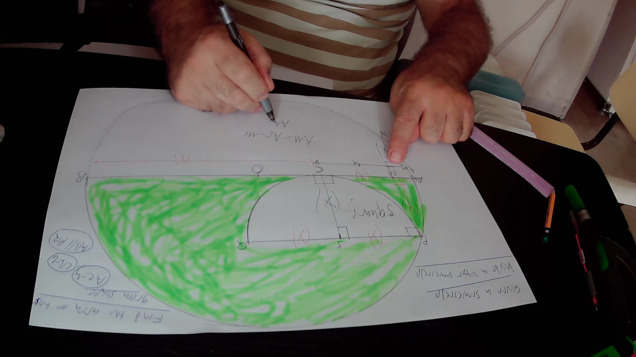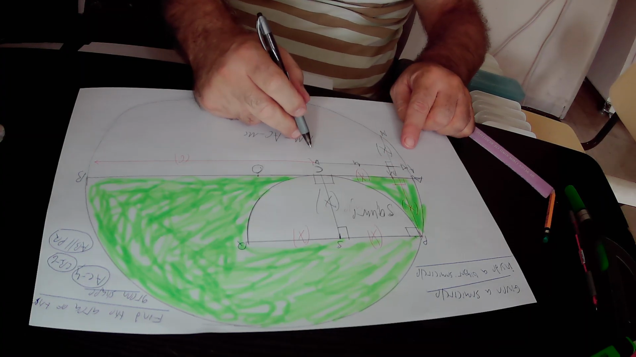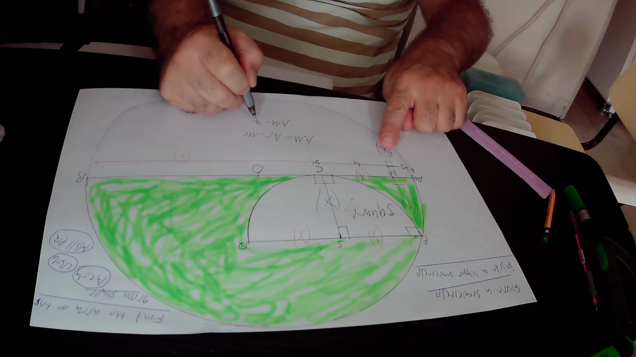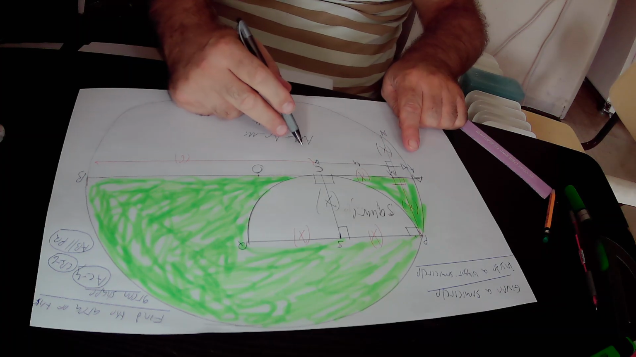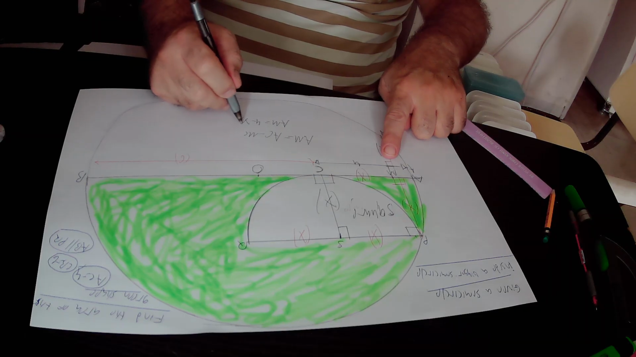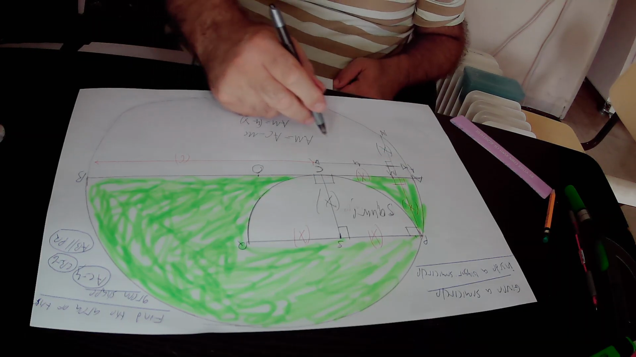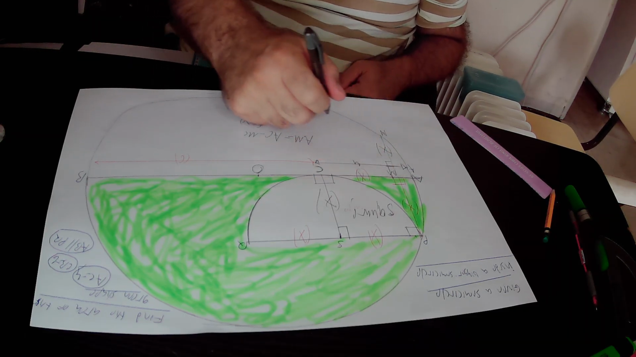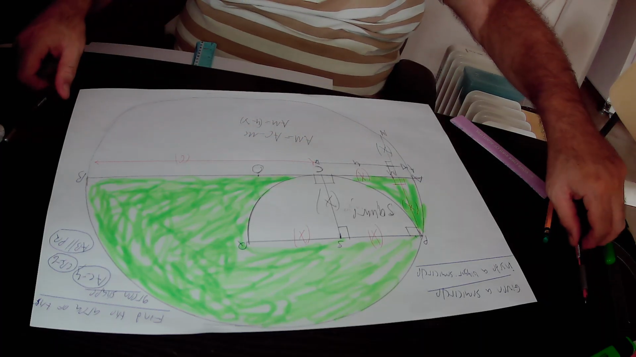So AM in total equals AC. AC is 4 according to what is given as the equation, minus MC. MC is X. So in total, AM equals 4 minus X units in its length.